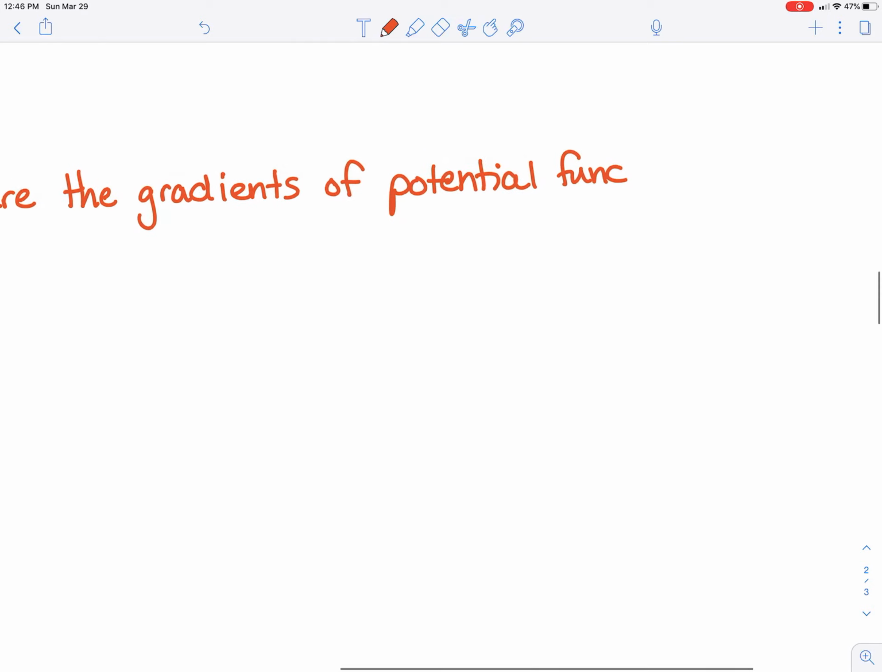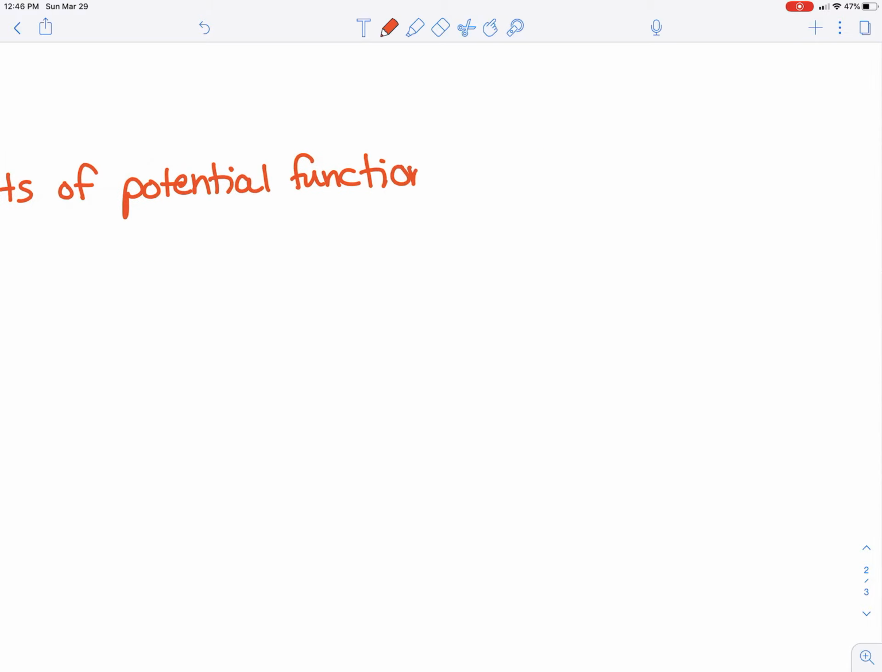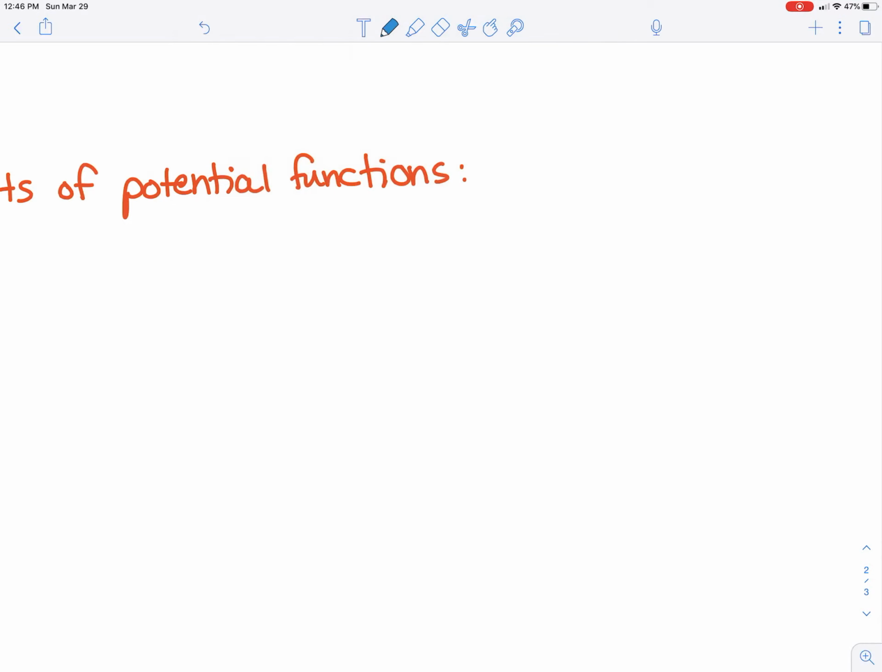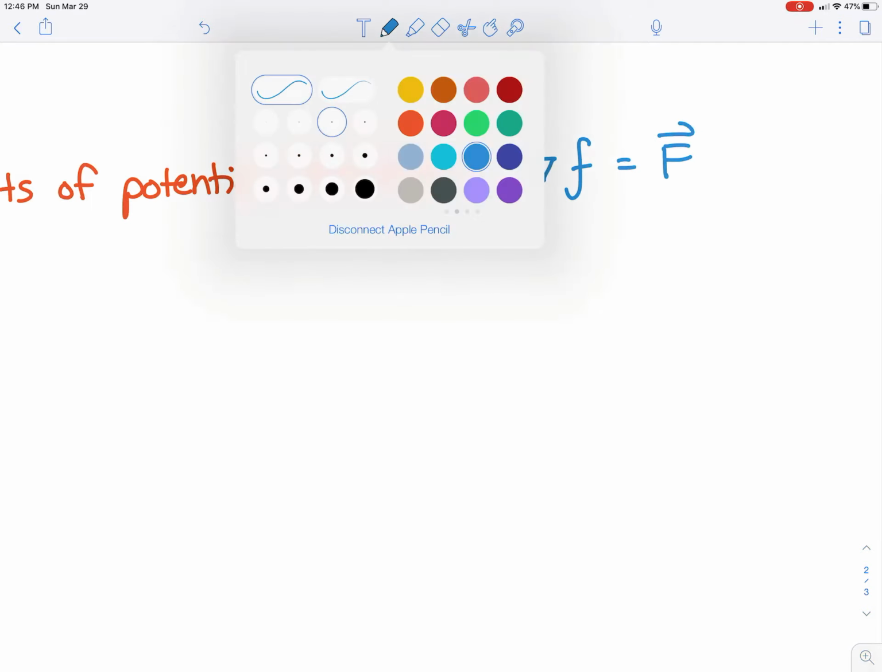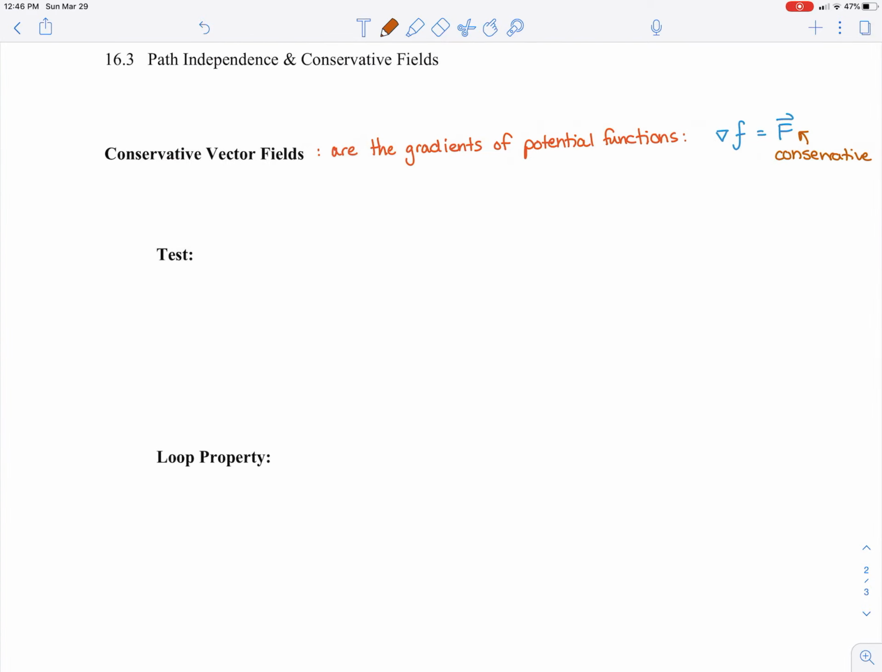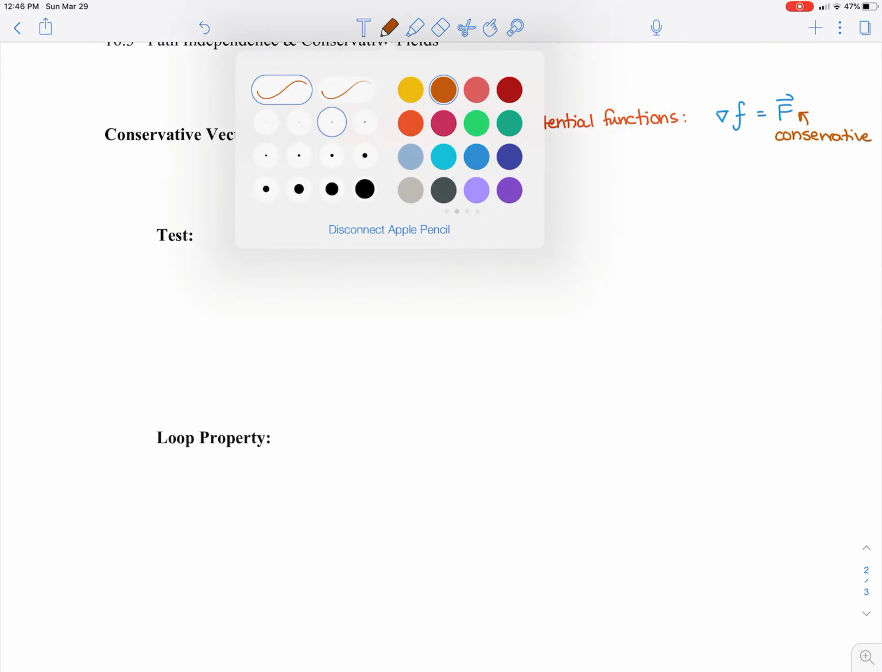So we've said this multiple times now. That is to say, the gradient of a potential function is equal to a vector field where this one must be conservative. Right, so if it's the gradient of a potential function, or just any function, then it is a conservative vector field. And how do we test that?